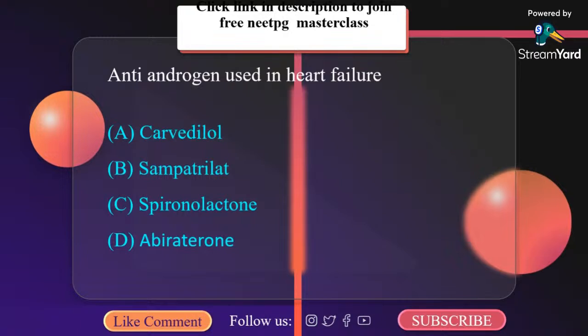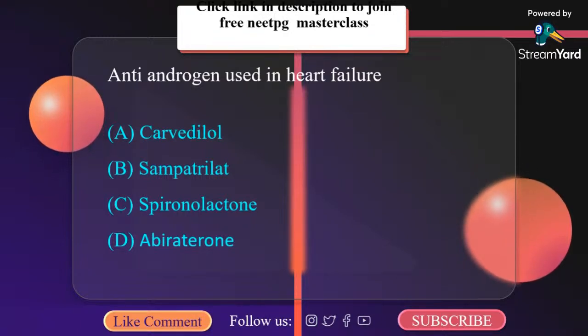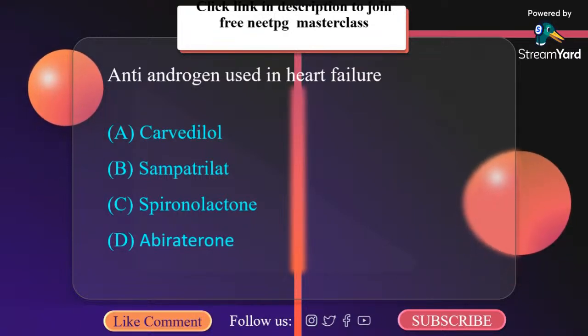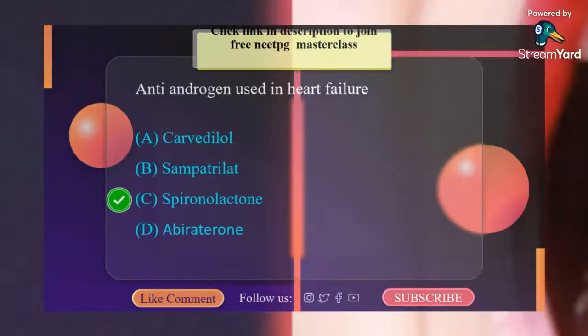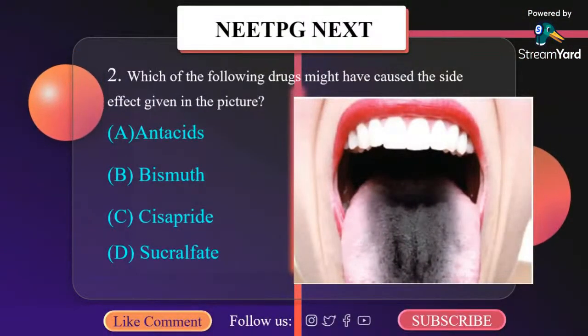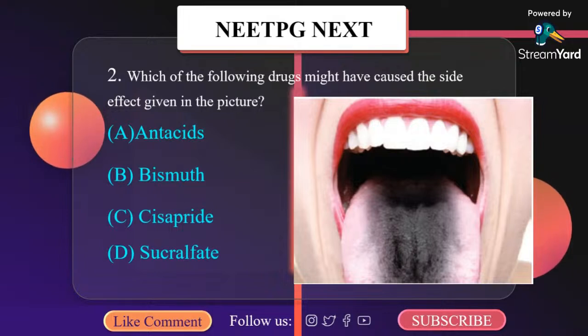Antiandrogen used in heart failure is A. Carvedilol, B. Sampatrilat, C. Spironolactone, D. Abiraterone. It is spironolactone.